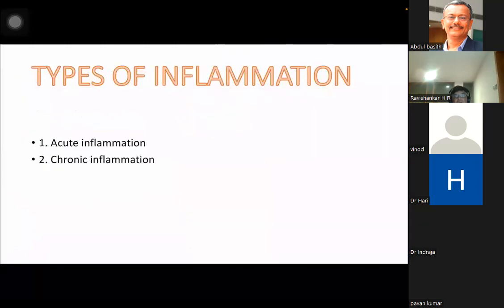Types of inflammation: acute inflammation and chronic inflammation. These are divided into acute and chronic based on duration, which cannot be clearly demarcated using days. Acute inflammation is from days to weeks, and chronic inflammation is from weeks to months and years. In acute inflammation, there are mainly neutrophils. In chronic inflammation, there are macrophages and lymphocytes.